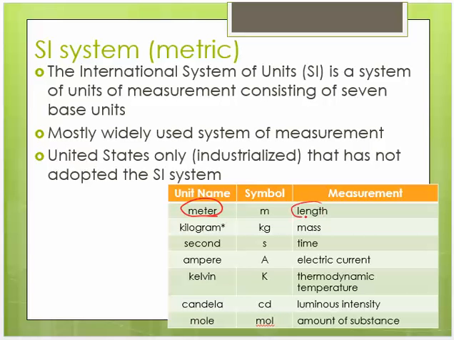Meter is the base unit for length. Kilogram is the base unit for mass. This is always surprising to students. Seconds is for time. There is no difference between the standard system and the metric system when it comes to time.